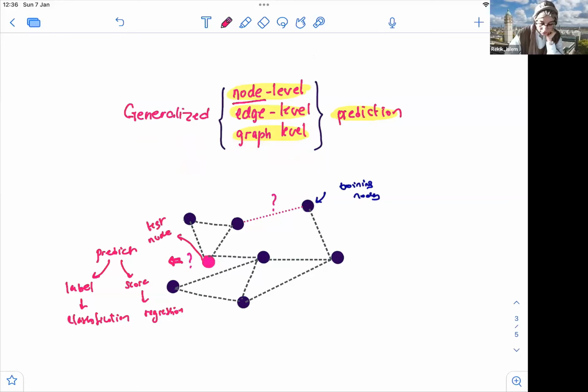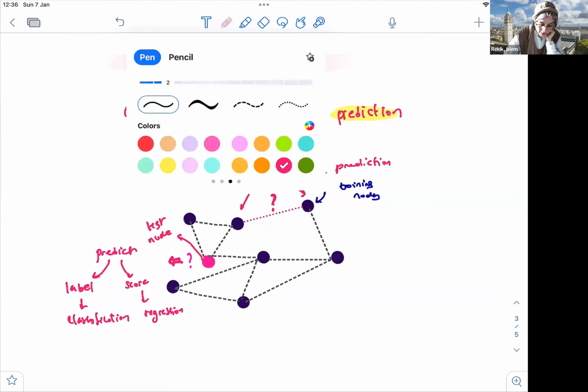We can also do an edge level prediction, which means, for example, I have all these edges connecting my data, but I want to discover if there is an edge here. How can I know if these two nodes are connected or not? This is what we call a link or edge prediction problem, and it's one of the very challenging problems to solve in deep graph learning.